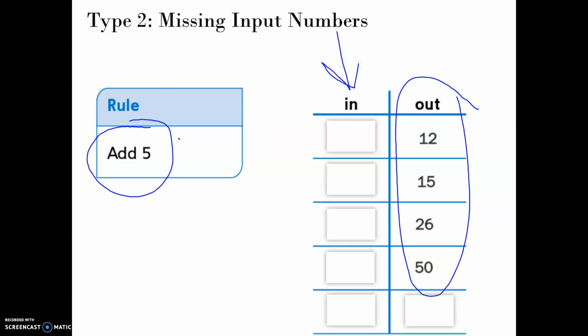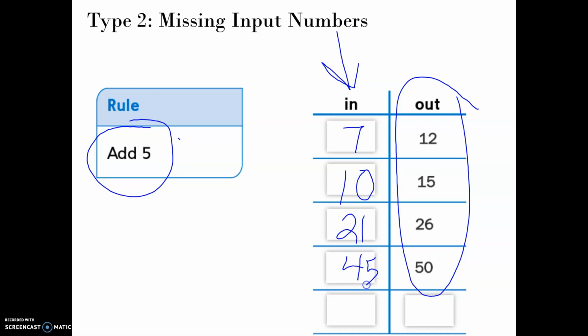When that's the case, if you have the outs but not the ins, you can't use the rule the way that it's written. You have to do the opposite. So the opposite of add 5 is subtract 5. So 12 subtract 5 is 7. 15 subtract 5 is 10. 26 subtract 5 is 21. 50 subtract 5 is 45.